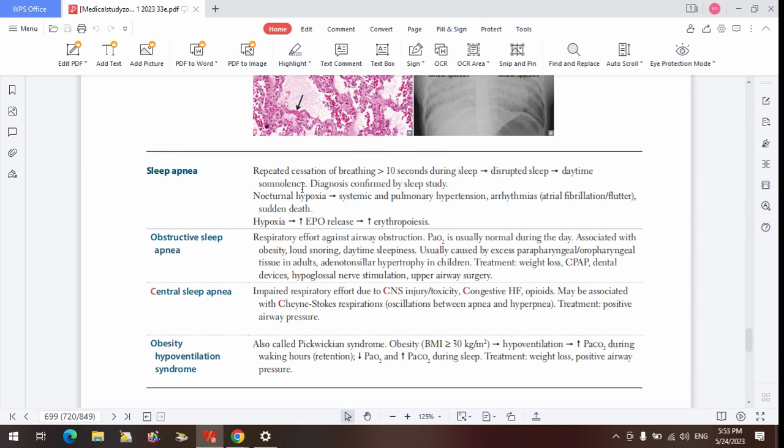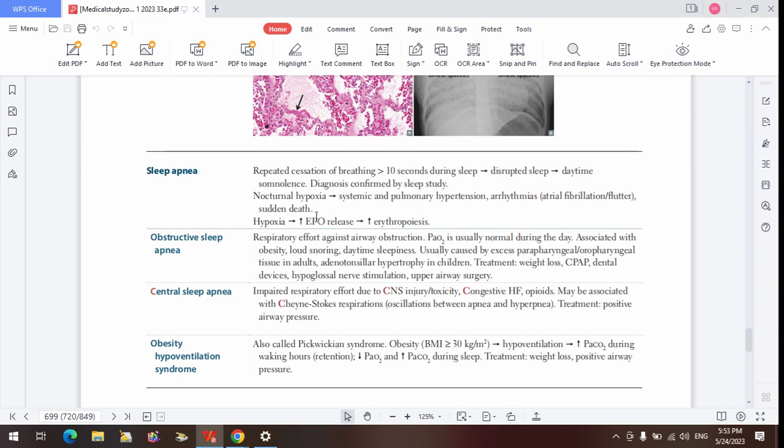Because of the fact that they suffer those apneic episodes at night, they are going to have hypoxia. So what can hypoxia cause? You guys already know the normal response of the pulmonary vasculature to hypoxia. There's vasoconstriction. That increases the pulmonary pressure. So they have pulmonary hypertension.